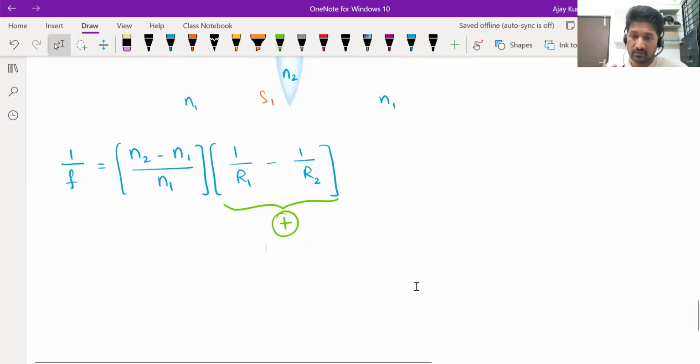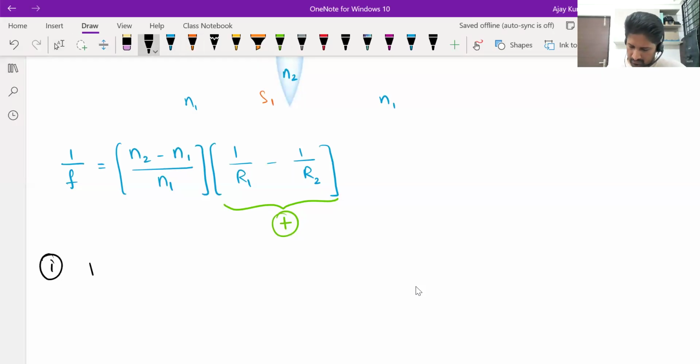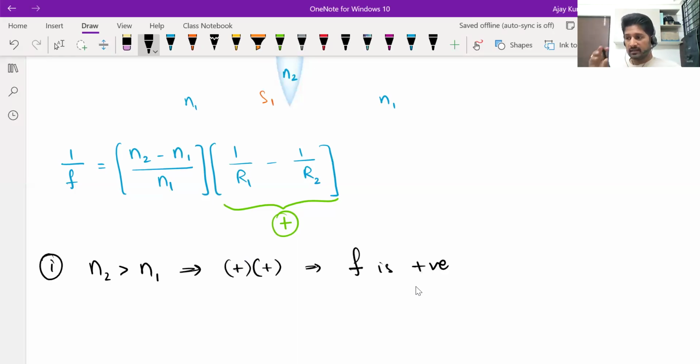Okay. So there will be two cases. First case, if N2 is greater than N1, what does that mean? Lens material is denser than the medium surrounding it. For example, a glass lens placed in air. If N2 is greater than N1, the first bracket will become positive. Second bracket is anyway positive. That means the focal length will be positive. And if focal length is positive, what does it mean? The light rays will meet on the side to which they are traveling, means on the other side they will meet. Then it becomes a converging lens.